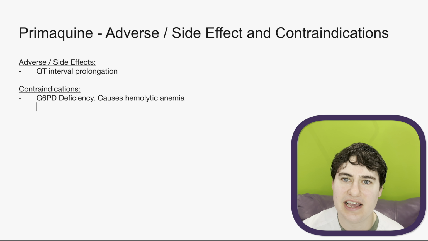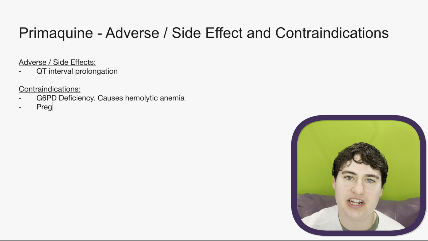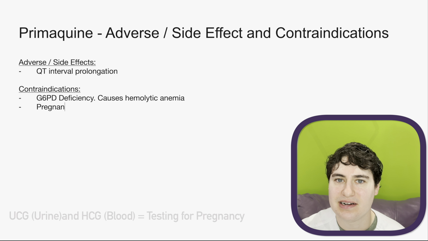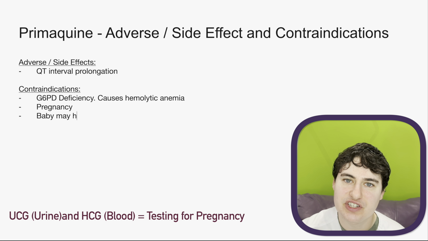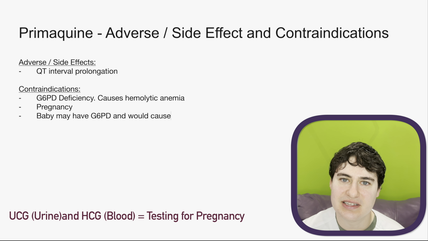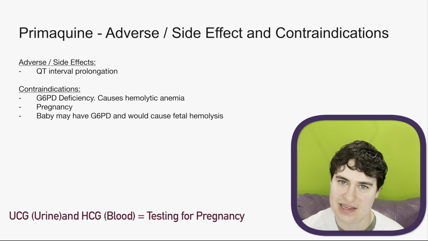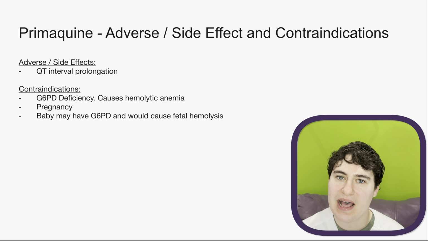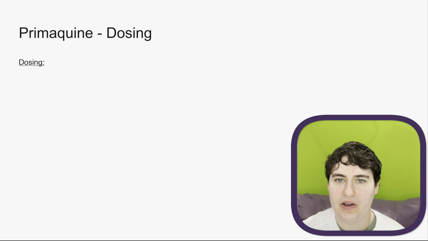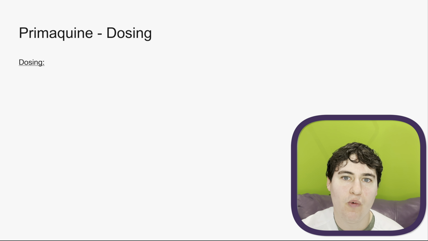Now, the next contraindication that's very important to mention is if the patient is pregnant. So you're going to want to get a pregnancy test, UCG or ACG. The reason why you want to do this is similar to before. We want to make sure the fetus does not have G6PD deficiency. And this would be bad because, as I said before, we would have hemolytic anemia, in this case fetal hemolytic anemia.